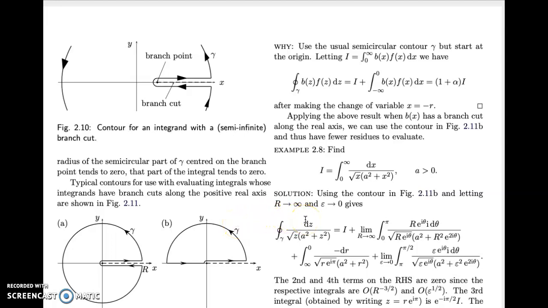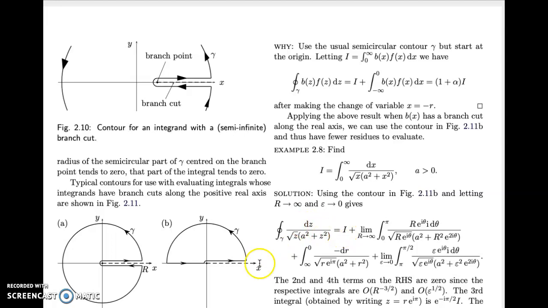Okay, so this example shows in detail what sort of working you should show for doing this type of integral. Okay, so we're going to use this contour here, basically because we have an even function multiplied by a function with a branch cut along the real axis, which is obviously not an odd function. So we use this contour, let r go to infinity and epsilon, this distance here, goes to 0.